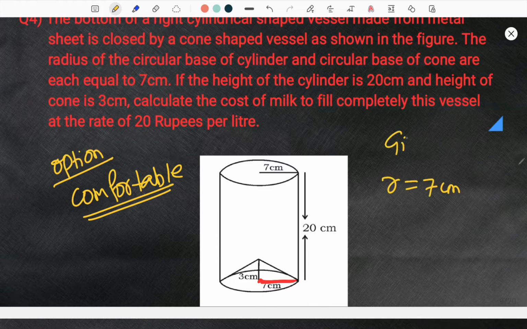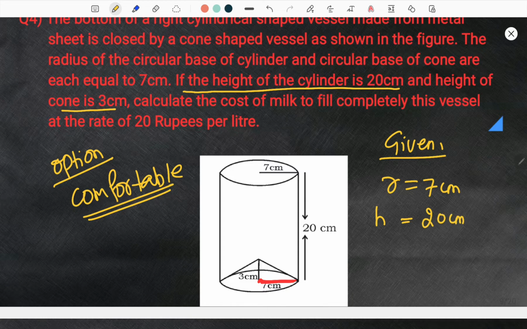So this is the given data. It's very important for us to write the given data. So r is 7 centimeter. Now, height of the cylinder, let me write it as h, is 20 centimeter, and height of the cone, let us take it as h dash, is 3 centimeter. Both are different. h dash is the height of the cone, something related to cone, and h is something related to cylinder. You can mark like this if you want to mark, no issues.